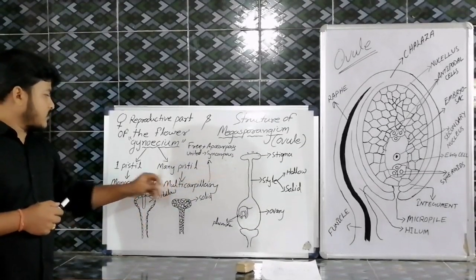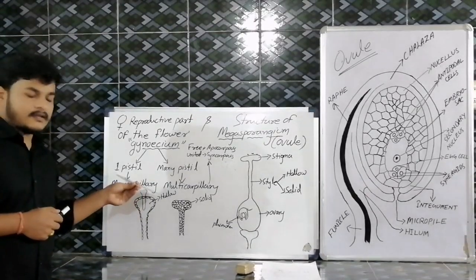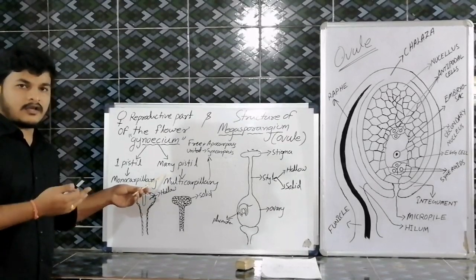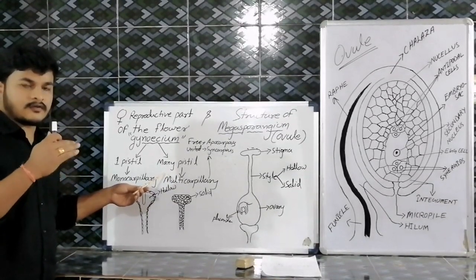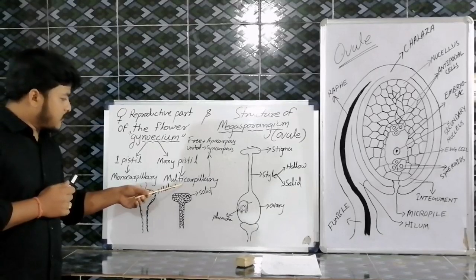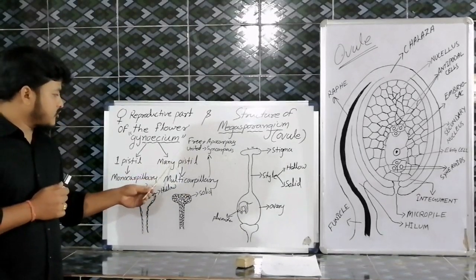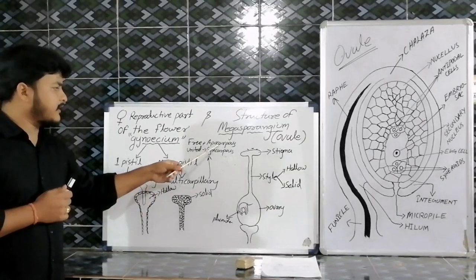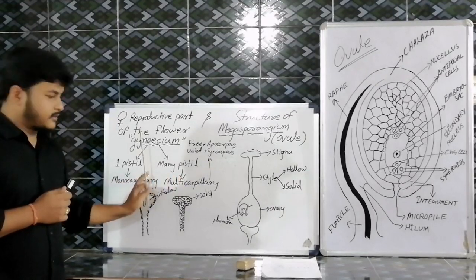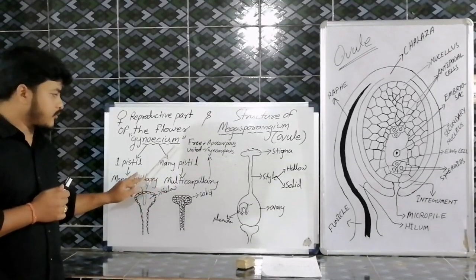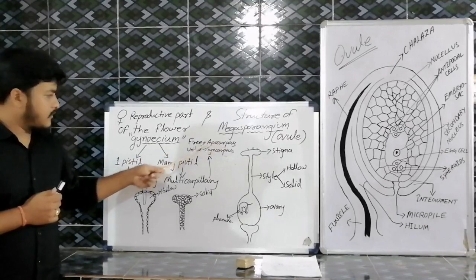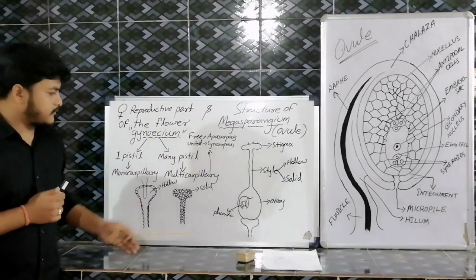If we see a single pistil in a flower, it is known as monocarpellary. If there is more than one pistil, it is known as multicarpellary. In multicarpellary, if the pistils are free, it is known as apocarpous. If they are united, it is known as syncarpous. These terms are quite important. You have to remember and note them: apocarpous if free, syncarpous if united.